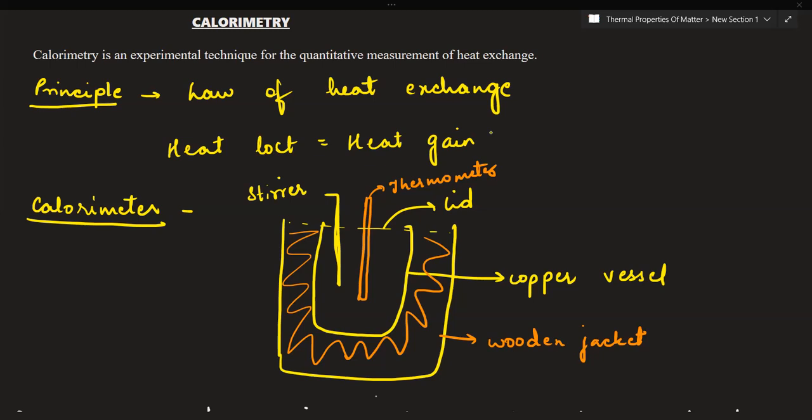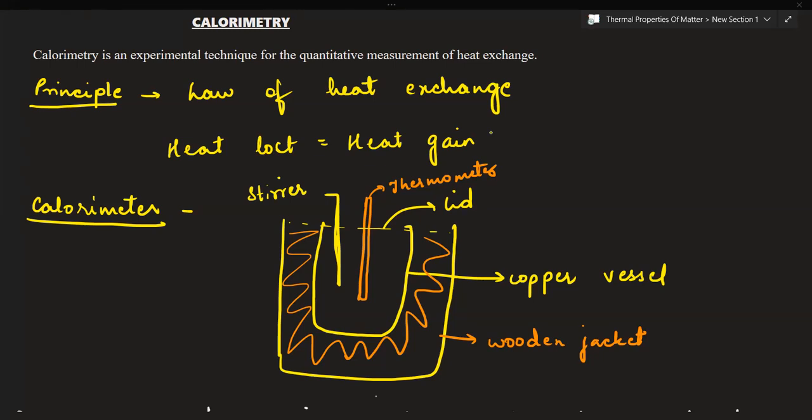Now see, what you have to understand is the law of conservation of energy, that is the heat lost by the one body is equal to heat gained by the other body. So heat lost is equal to heat gain. This is what is known as the principle of heat exchange, or the law of heat exchange, and this is the principle for a calorimeter to work. Now see, what actually is a calorimeter? Calorimetry is an experimental technique for the quantitative measurement of heat. How to calculate this heat exchange? So a calorimeter is used.